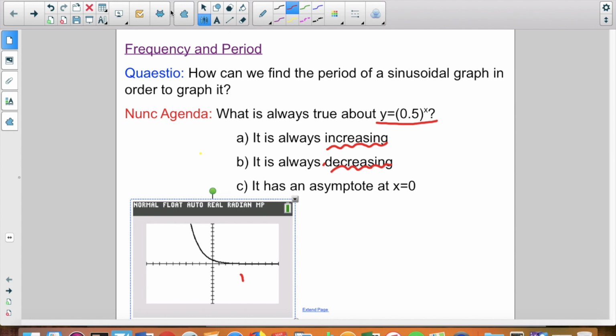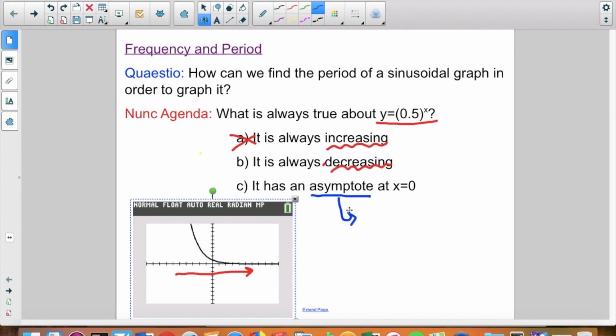If we look at this graph, we always read graphs from left to right. If you're reading it from left to right, the graph is decreasing. So that means we can eliminate answer choice A. Now, it's between B and C. B says there is an asymptote.